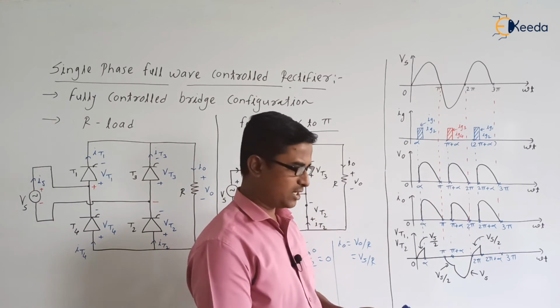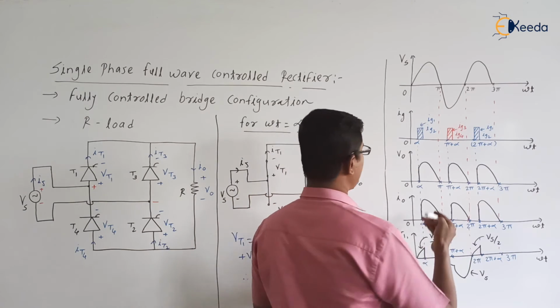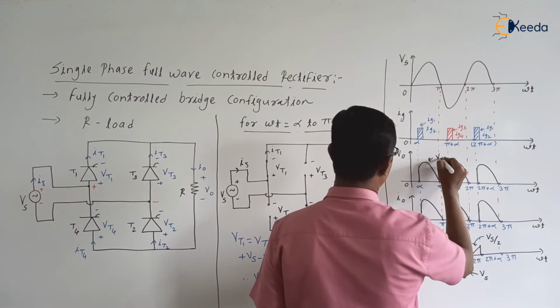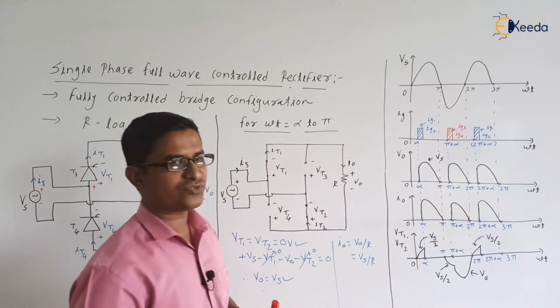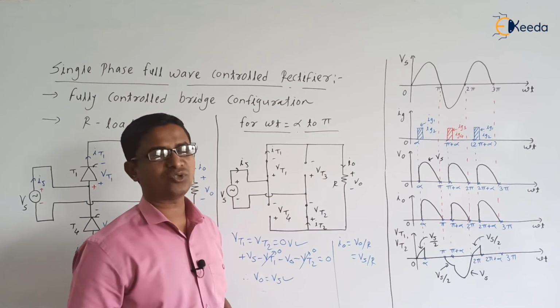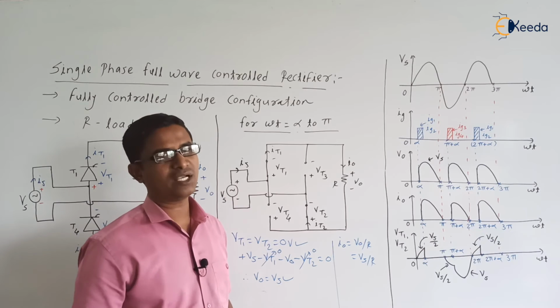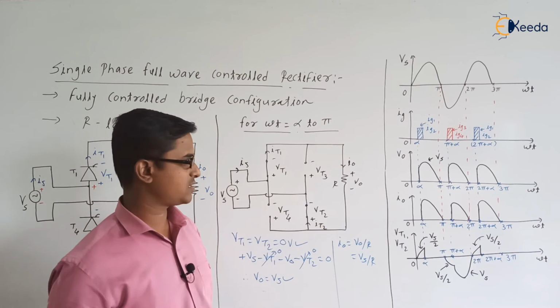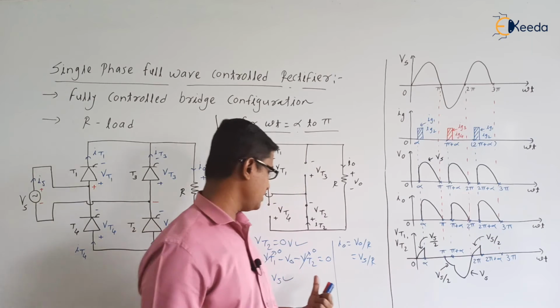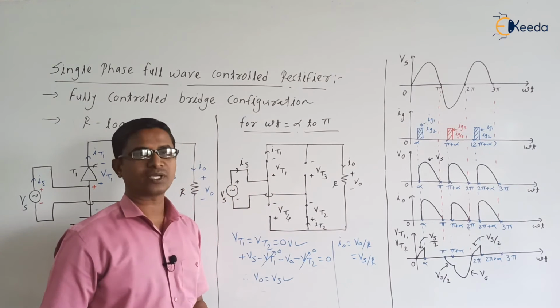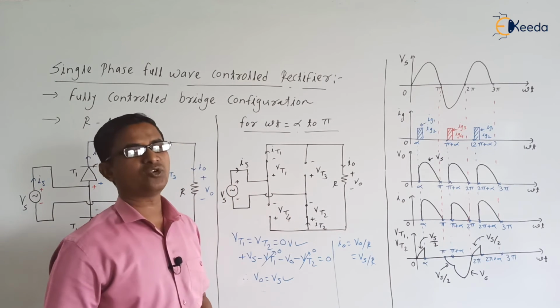So here if you check, during omega t is equal to alpha to pi, V0 is same as that of the supply voltage, so V0 is equal to Vs. What is I0? I0 is Vs by R. So it will be in phase with the V0, or in phase with the supply voltage. Next, what is the Vt1, Vt2? It is 0. Vt1, Vt2 is equal to 0. This will continue till omega t is equal to pi.